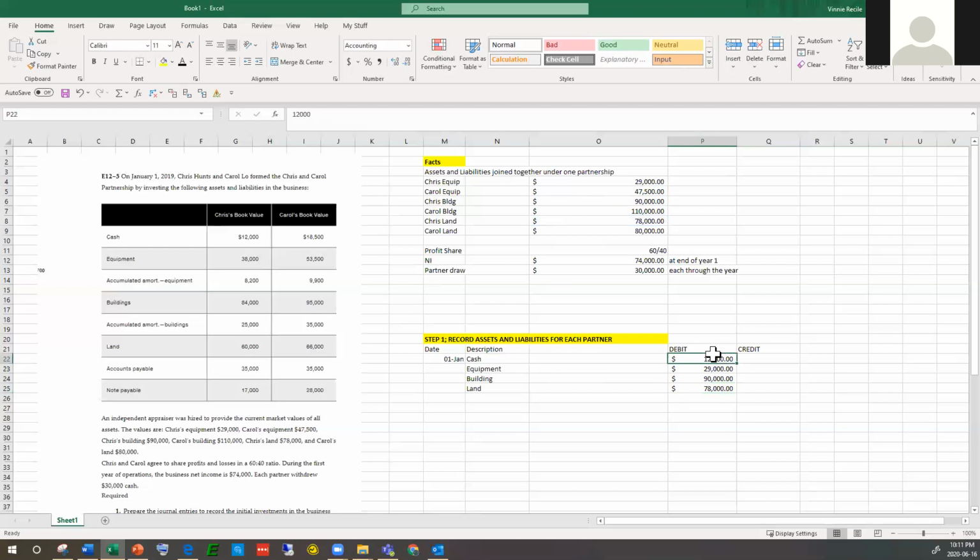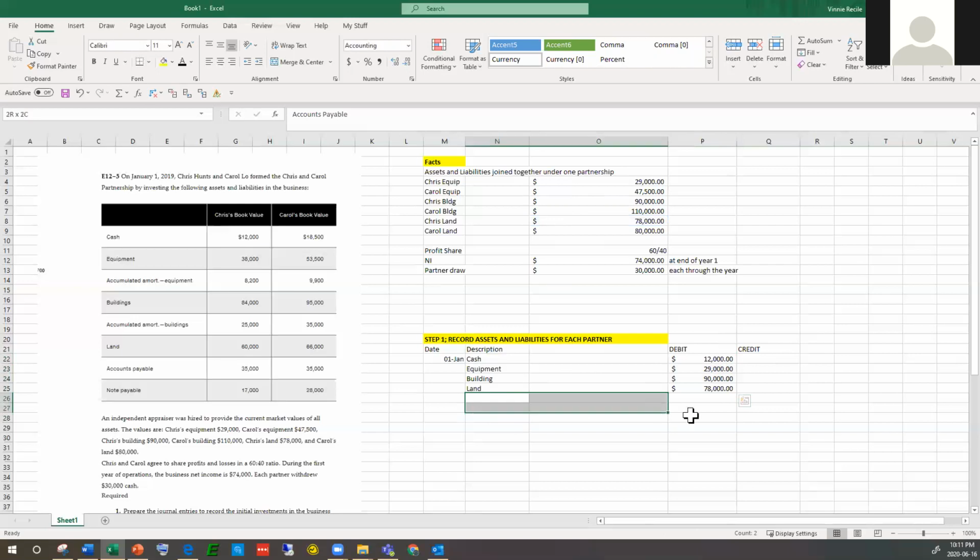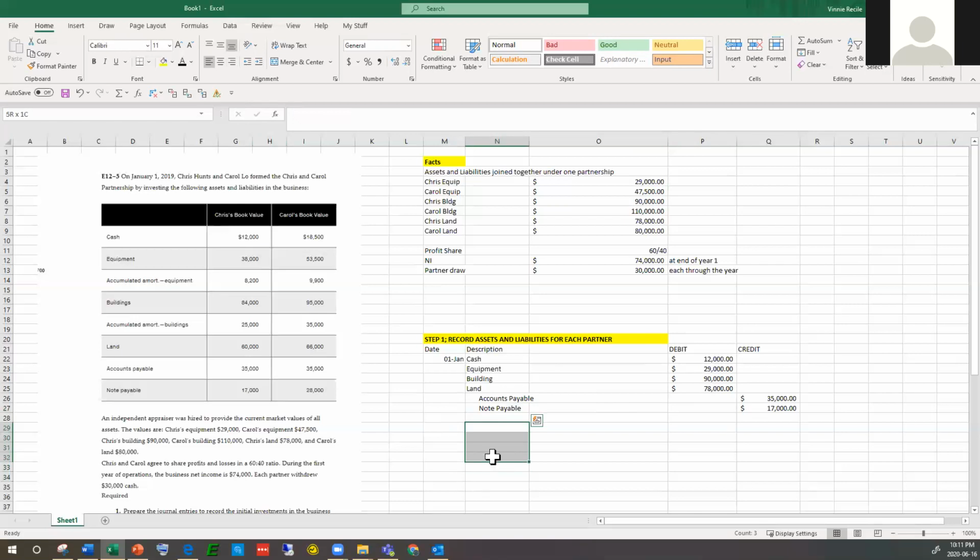Those are the assets we're recording as a debit on the balance sheet, because this is where the assets are located. Let's take a look at the next two, which are the liabilities. We have an accounts payable according to this chart of $35,000, and a notes payable of $17,000. Both of these items are going to be recorded as a credit because they're liabilities. Let's make sure that we format it appropriately. I've indented it here to note that these are credits. So that's essentially Chris's asset and liability contribution. Next, let's take a look at the next few.